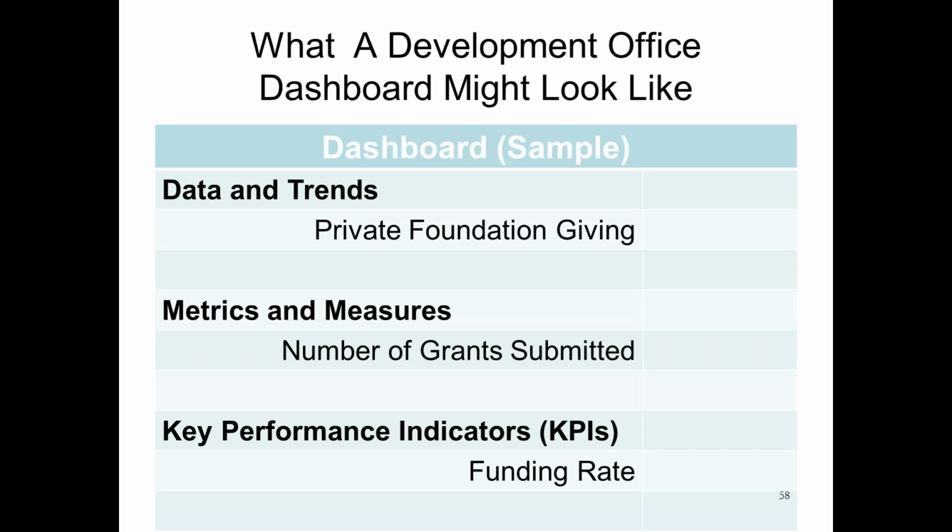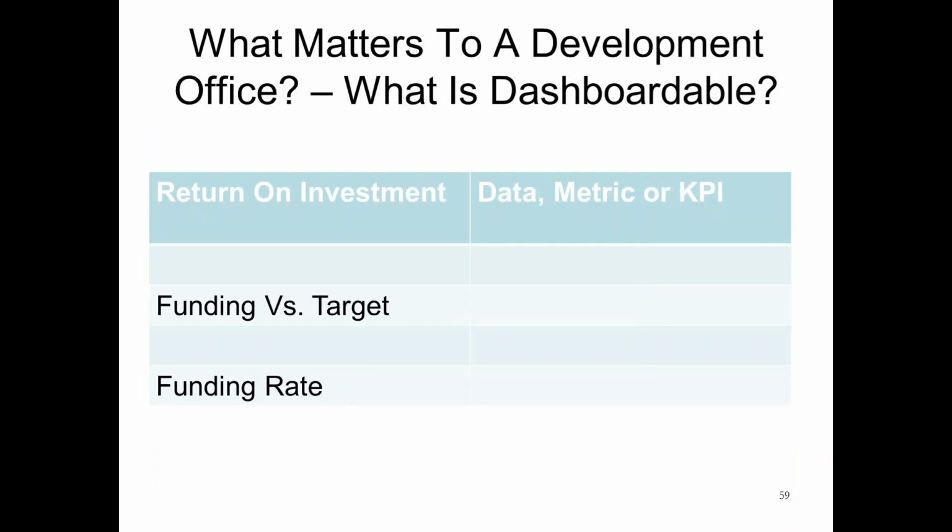Metrics, this is an easy one. Number of grants submitted, that might be something we track. And key performance indicators, funding rate. Okay, so that makes sense. We might want to track things like this. We can already start developing our own development dashboards. So now I get to ask you a couple of questions. These are mostly thinking questions. What is dashboardable? I made up that term myself, Laura, dashboardable. Guess it's not too hard.